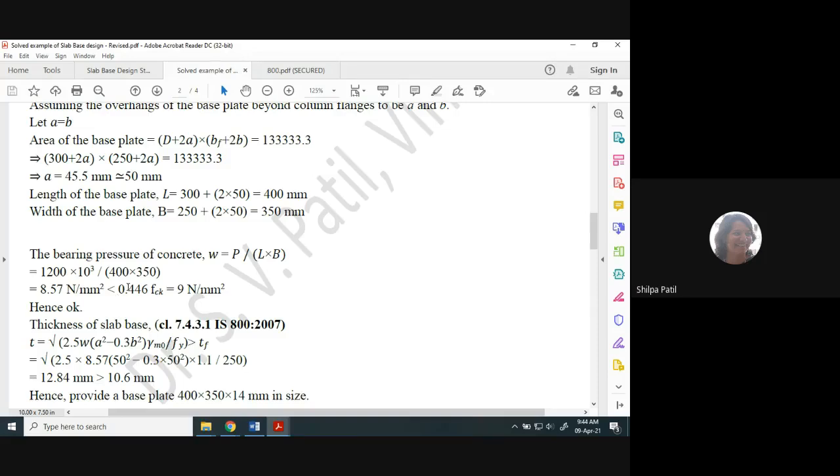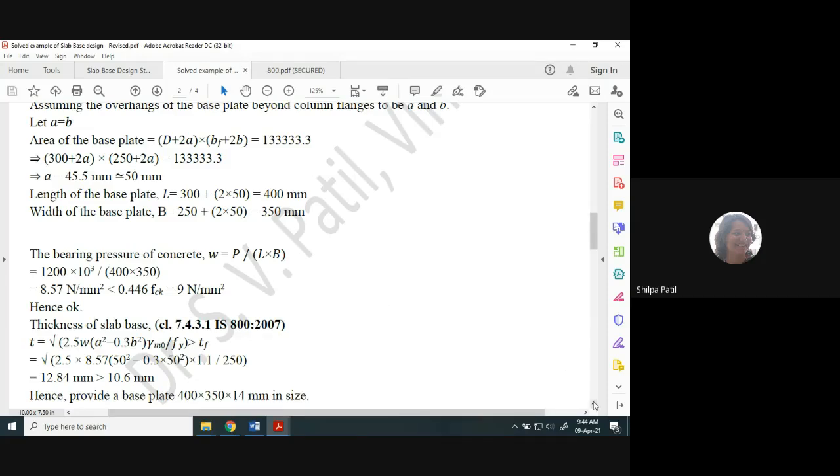So this is another check: the bearing pressure on the base plate should be less than the bearing strength of the concrete. If this check is not satisfied, it means you need to increase the dimension of the base plate.